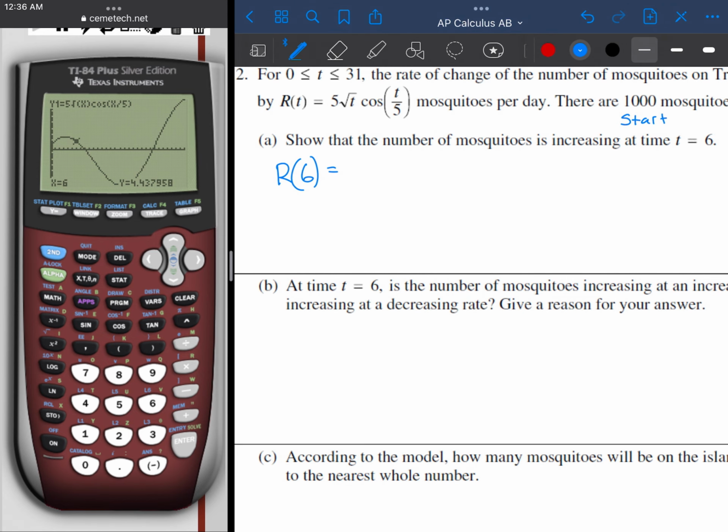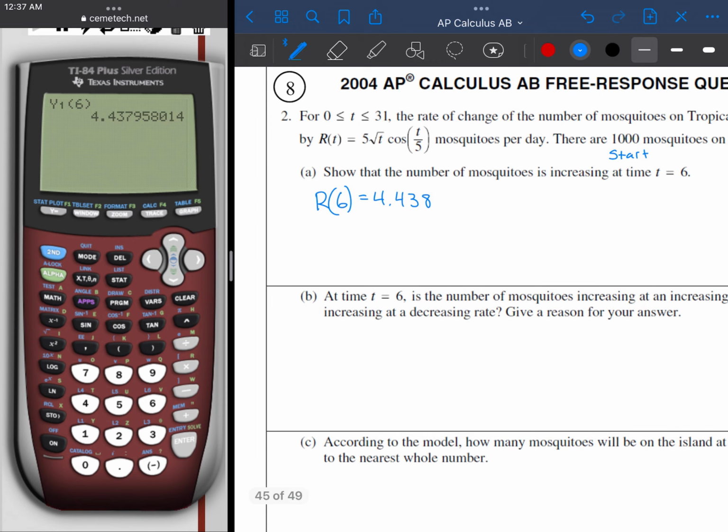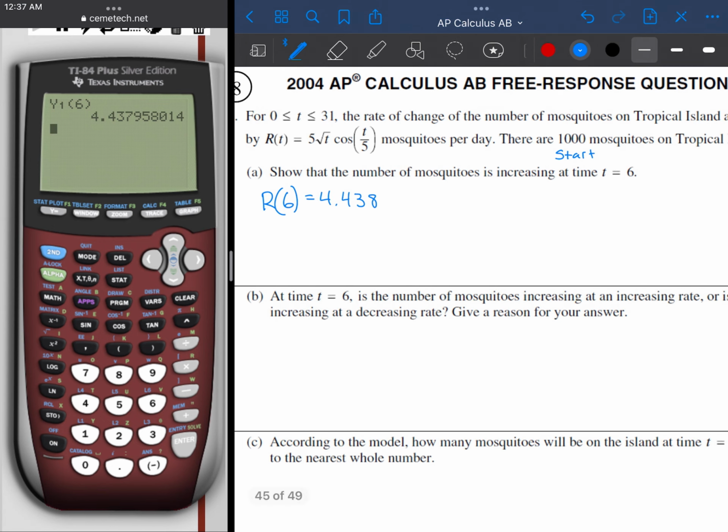4.437. So 4.438 if you round up, right? I just want to mention that if you don't want to do it as a trace on the calculator, there is another way of doing that, and that's doing vars, right, enter, enter for y1 of 6, and you'll get the same answer, 4.438. Just showing you two paths to get there. And check it out. This number that we got, R of 6, is a positive number. So therefore it is increasing. Do we need to say anything other than that? I'm going to have a final conclusion, make sure they know that I know that.